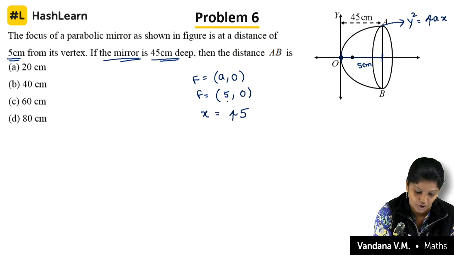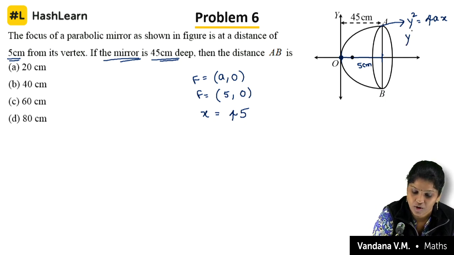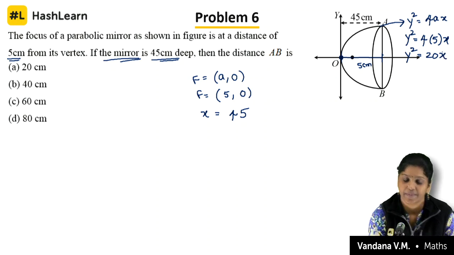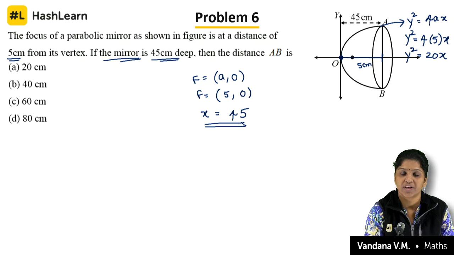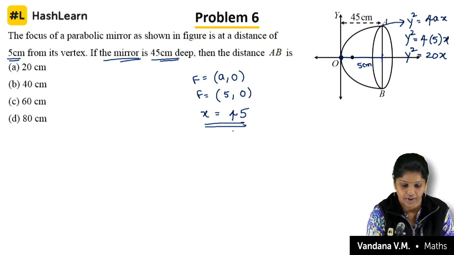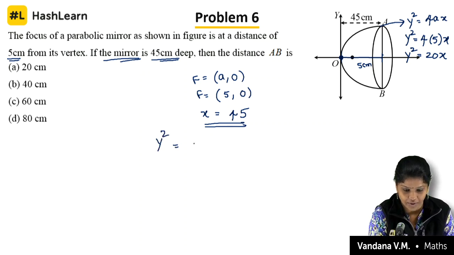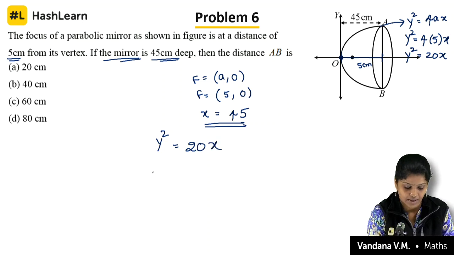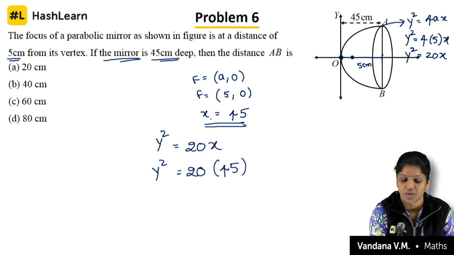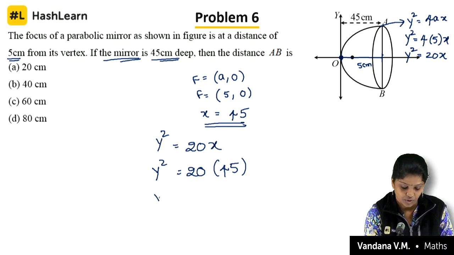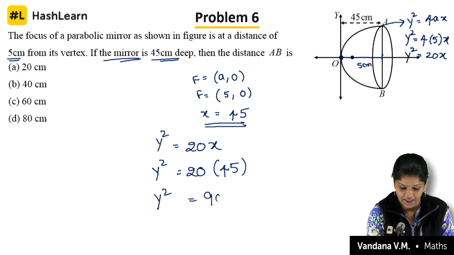I know the focus, so write the equation now: y square is equal to 4 into 5 x, y square is equal to 20x. Clear? In that, the x value is 45, substitute it there. y square is equal to 20 into 45, because they only gave the distance, right? So, y square is equal to 900.